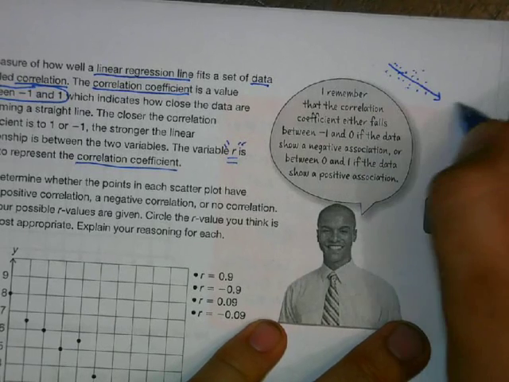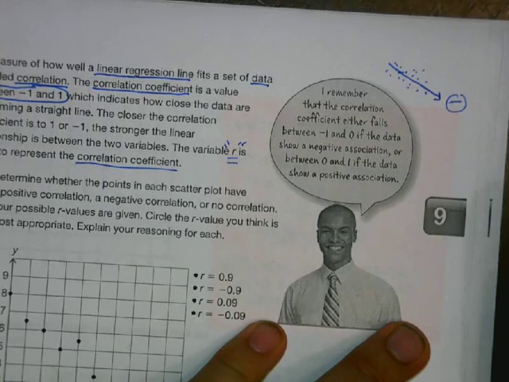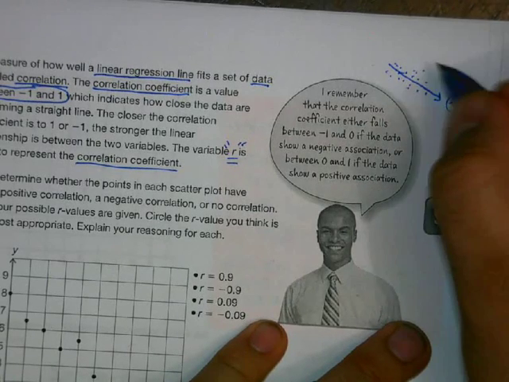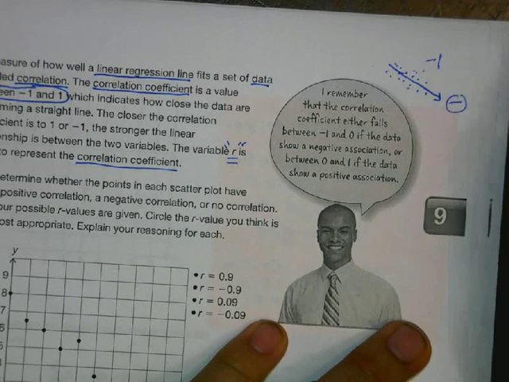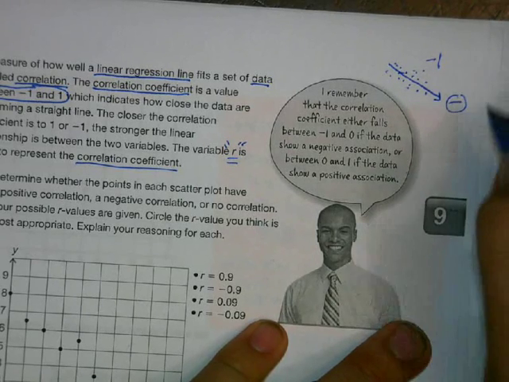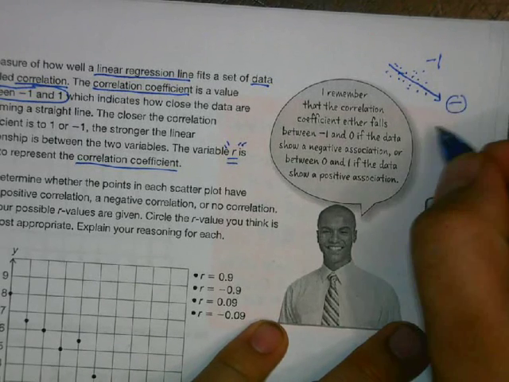And that's like a horizontal slope. It's not a positive or negative correlation. You end up having no correlation. And then right here, that would be your positive correlation. So that'd be a positive one.